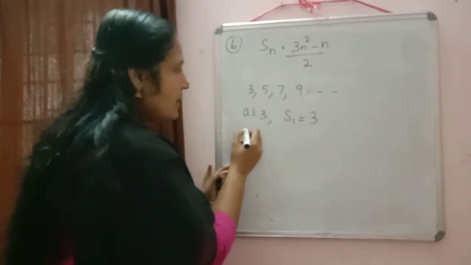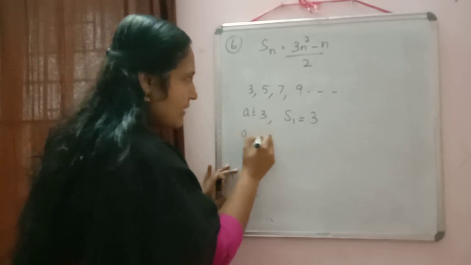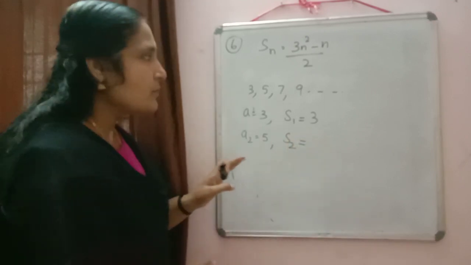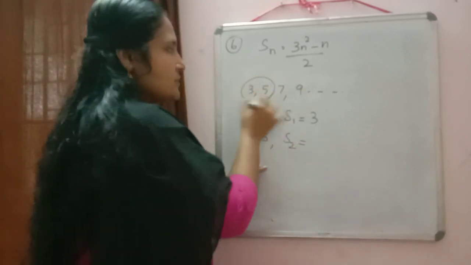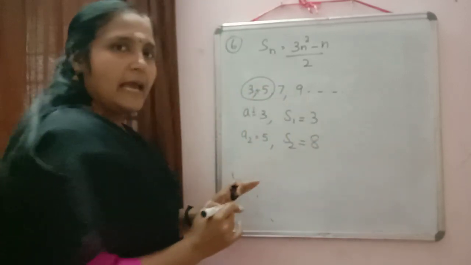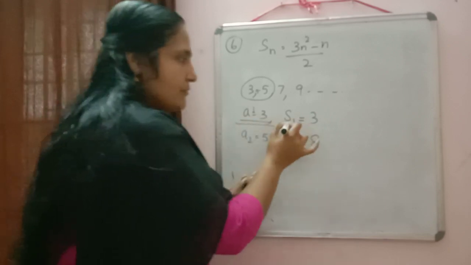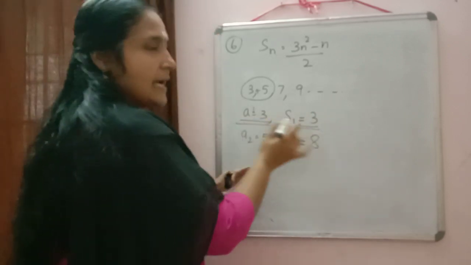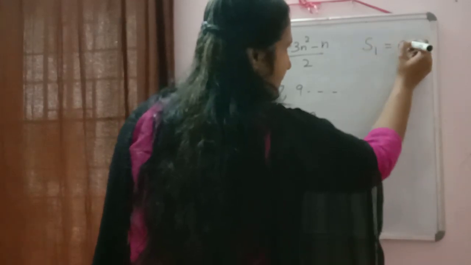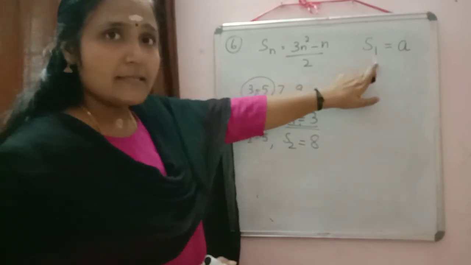Now suppose we have to calculate the sum of two terms. What is the second term we have here? 5. And what is S2? Sum of two terms will be 3 plus 5 is equal to 8. Meaning the first term and the sum of one term will be the same. S1 will be equal to A, the first term of the AP. Please note this down.